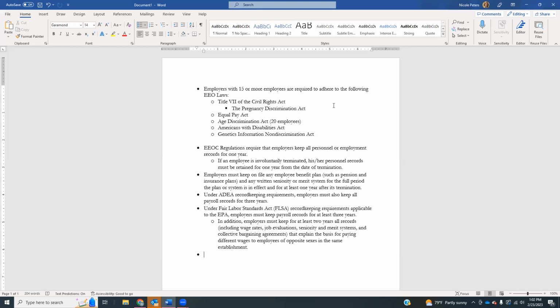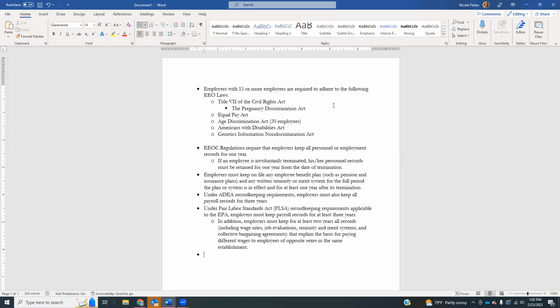Now, the ADEA, the Age Discrimination Act, they say we like your 1 year, but we're going to go ahead and say 3 years. They're special. I don't know why it's special, because when you look at all the other different laws, it's 15 or more employees for Title VII, for equal pay, for Americans with Disability, and then the Genetics Act. But for whatever reason, when they were creating the Age Discrimination and Employment Act, they said it's 20 employees.